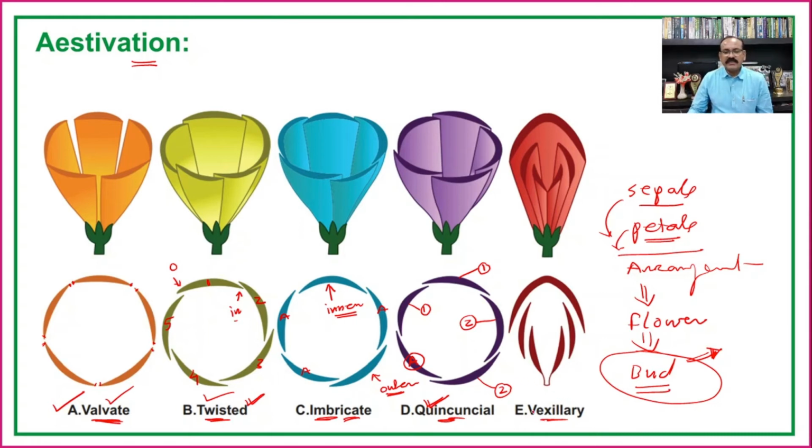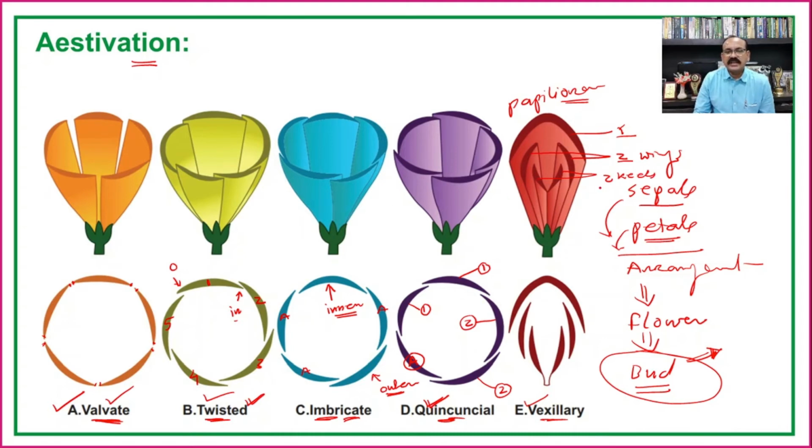The next one, the fifth one, is the vexillary type of estivation, which is usually found in the papilionaceous type of corolla. We have just seen the papilionaceous type of corolla, in which there is one outer petal, and inside that single outer petal there are 2 petals, the wings, and then again the innermost 2 petals, the keel.